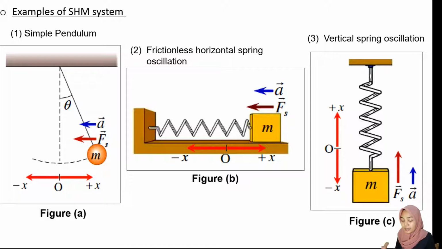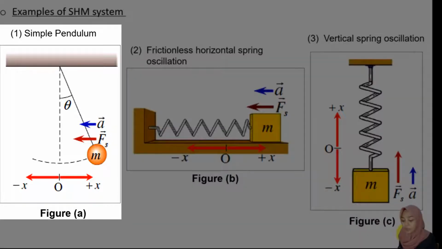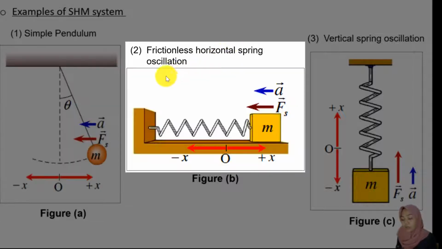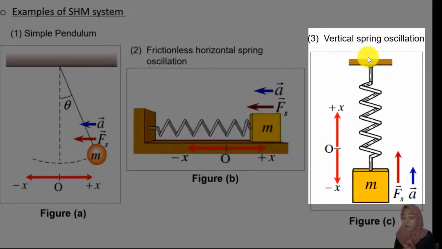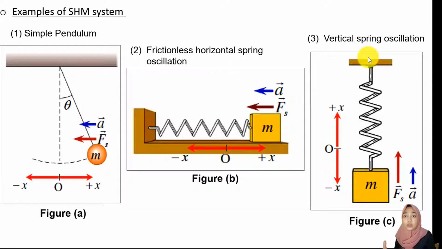Alright, this one is the examples of SHM system. We have simple pendulum, we have frictionless horizontal spring oscillations, and vertical spring oscillations. These three use the same concept that I've just explained, where the velocity is 0 at amplitude and maximum at the equilibrium, and the acceleration is maximum at amplitude, but opposite direction to the displacement.